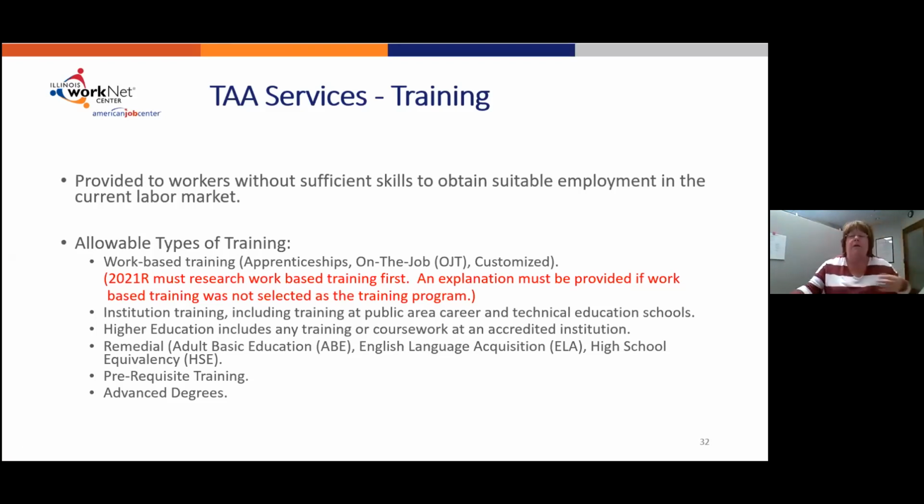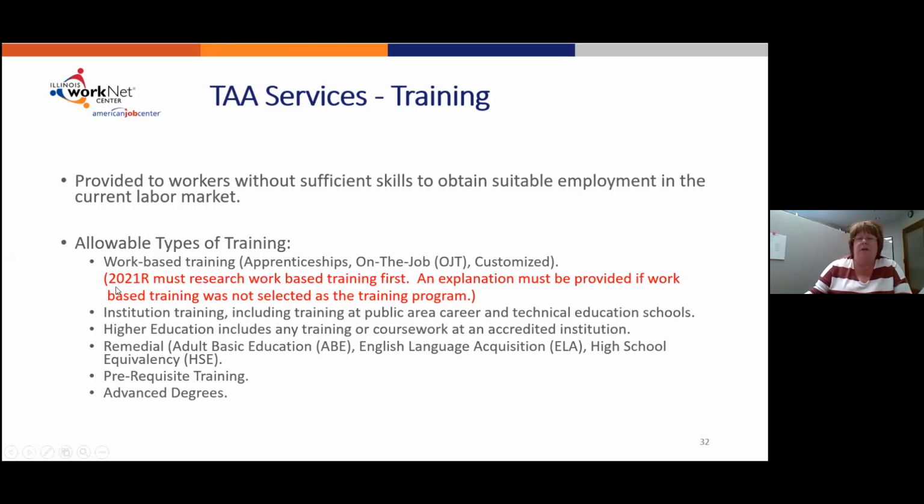So training under trade is basically to provide workers that don't have sufficient skills to obtain suitable employment in the current labor market to gain those skills so they can become reemployed. And the allowable types of training under trade are, there's work-based training, which covers apprenticeships, on-the-job training, or customized training.